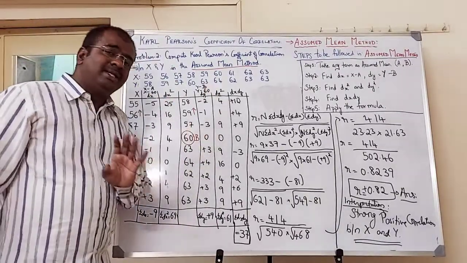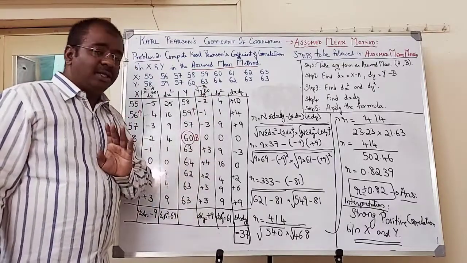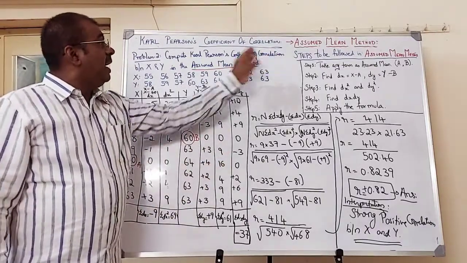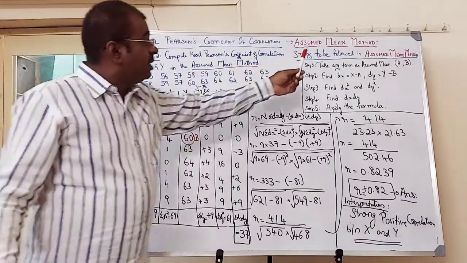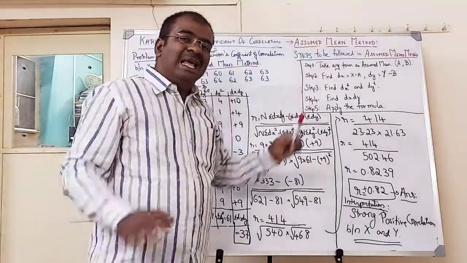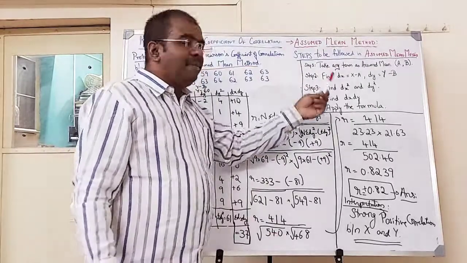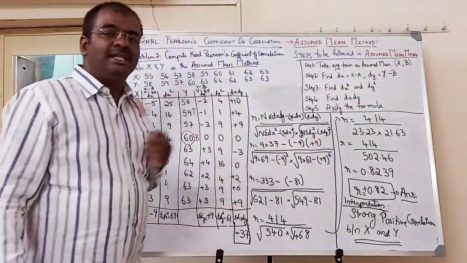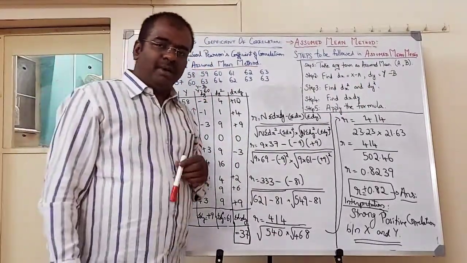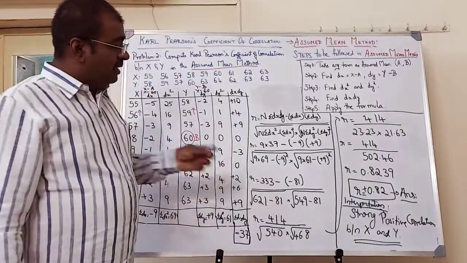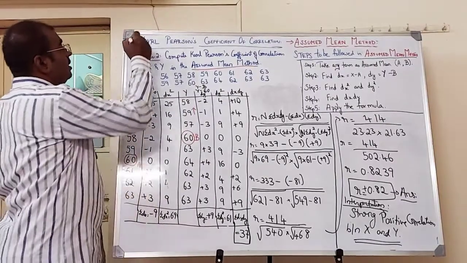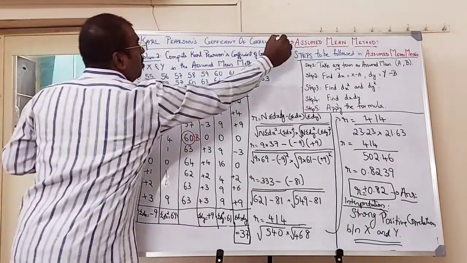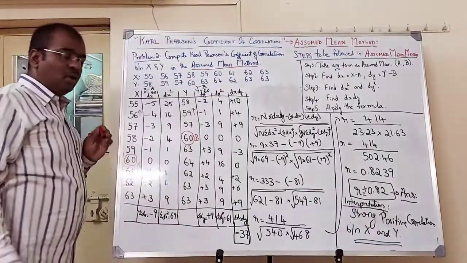So dear students, I hope you all have understood thoroughly how to calculate Karl Pearson's coefficient of correlation in the case of assumed mean method as well as actual mean method, which was done in the previous session, that is session number 4. So with this, we come to an end of calculation of Karl Pearson's coefficient of correlation.